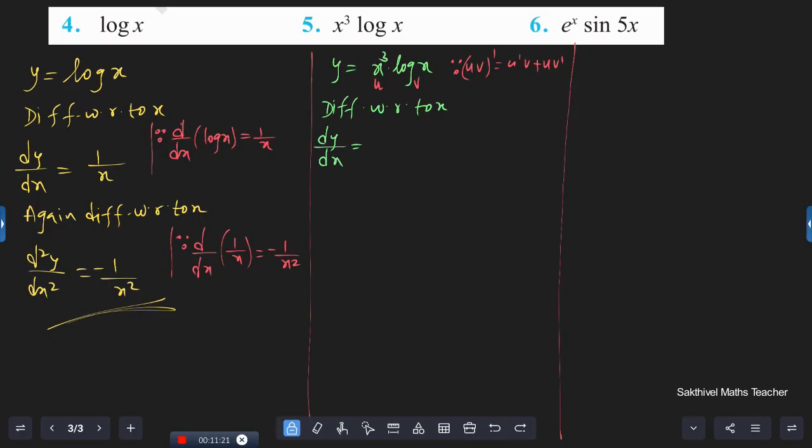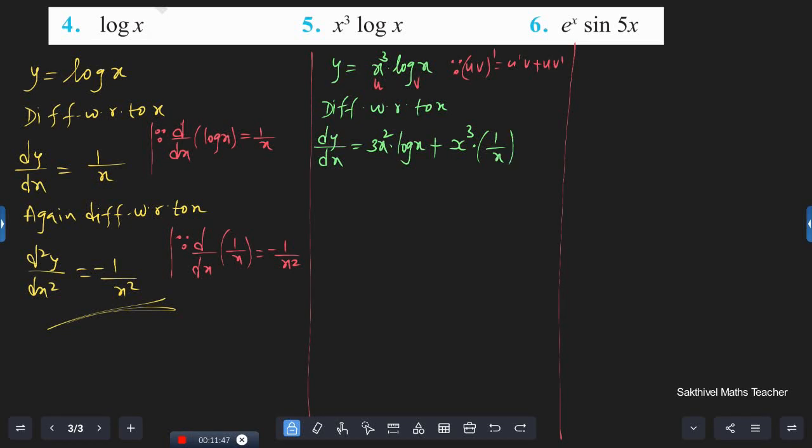U dash is x cube. X cube when I differentiate, 3x square. U dash v: v means log x, we have to write as it is. Plus u v dash. U means x cube, you write as it is. V dash, log x we have to differentiate. Log x derivative I gave already, 1 by x. So that 1 divided by x I'm getting.